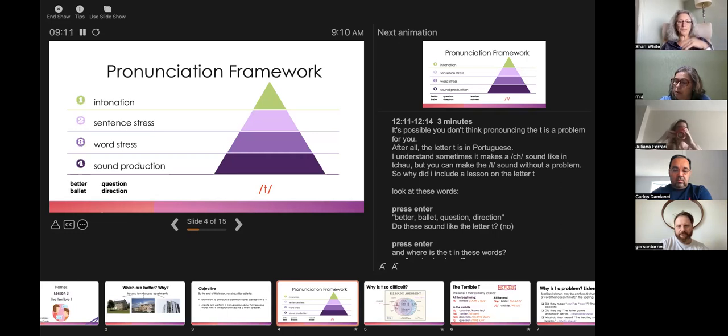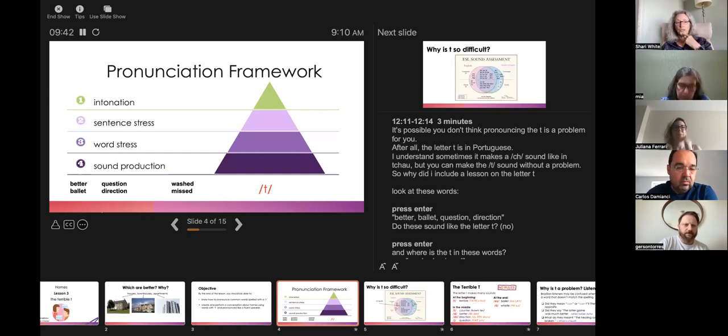Well, take a look at these words. Better, ballet, question, direction. Do these sound like the letter T? Did you hear a letter T? There's no sound of T in these words. Look at these words, or listen to these words and look. Washed, missed. There's a T sound, but there's no T in the spelling. It's crazy.